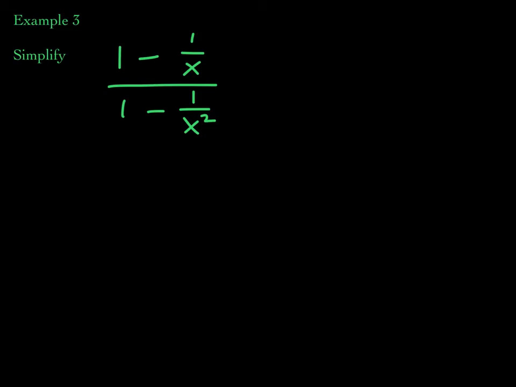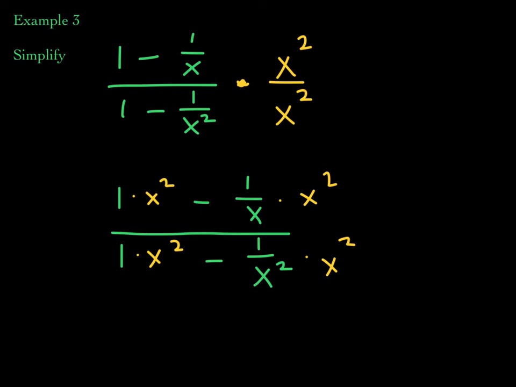All right, another example: 1 minus 1 over x divided by 1 minus 1 over x squared. Here, the LCD of all of the fractions, right, is x squared. So we're going to multiply by 1 in the form of x squared over x squared.